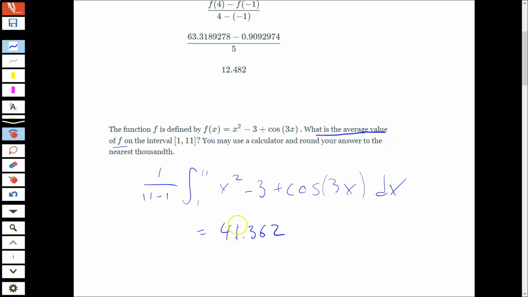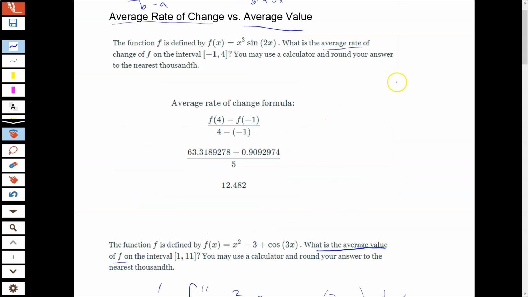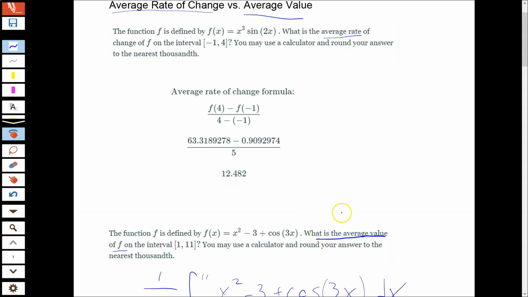I got. So if you've done the other calculator lessons, this is just developing that a little bit more. The only trick to it is make sure you're reading for average rate of change versus average value, and then you won't get those confused on the AP exam.